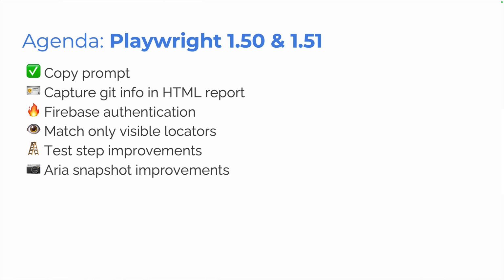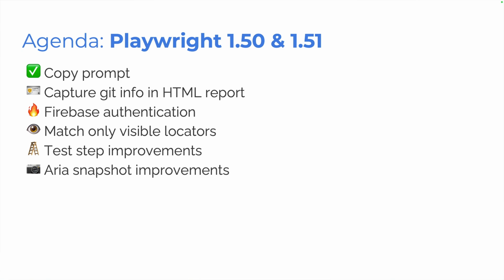Let's look at the agenda. First of all, we have copy prompt. That's a way for you to copy the prompt into AI to help you debug your tests. We have capture Git info in your HTML reports. We now have support for Firebase authentication. We've got match only visible locators, some test step improvements, and some ARIA snapshots improvements.